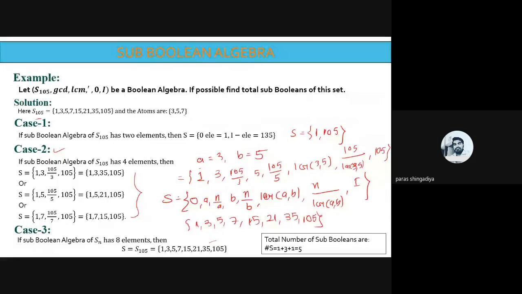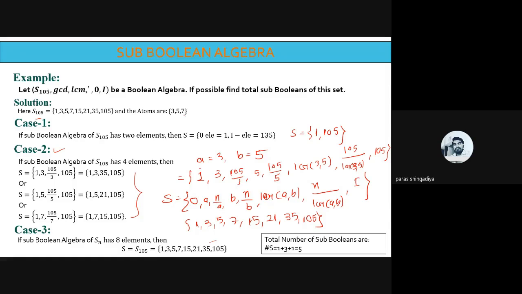Okay, so this is a set of sub-Boolean algebra which contains the 8 elements 1, 3, 5, 7, 15, 21, 35 and 105. We just derive it and then rearrange it in increasing or decreasing order. So 1, 3, 5, 7, then after that 15, since LCM of 5 and 3 will be 15, 105 by 15, 7, then 105 by 5 and 105 by 3 will get 21, 35, and the I is 105.